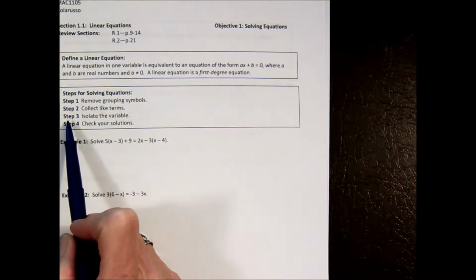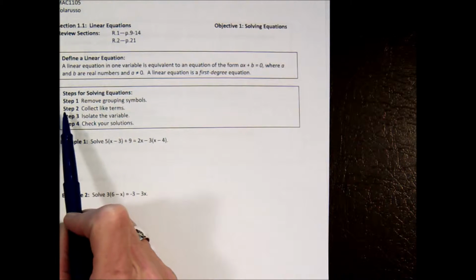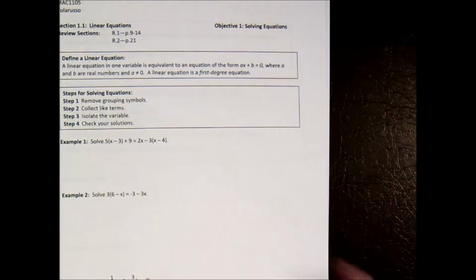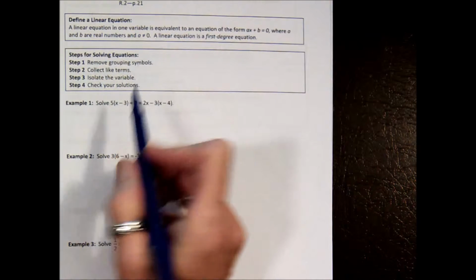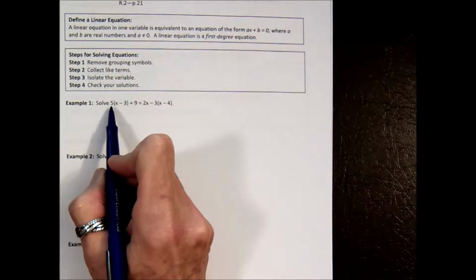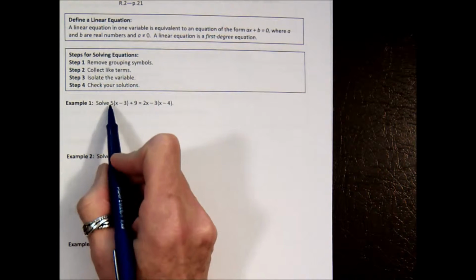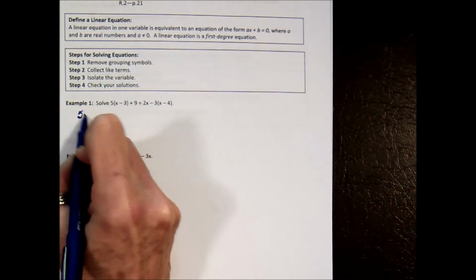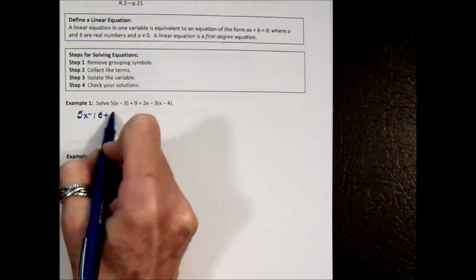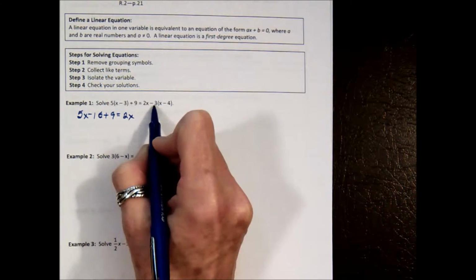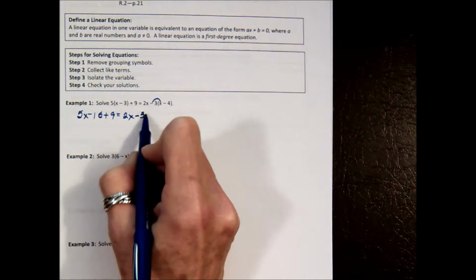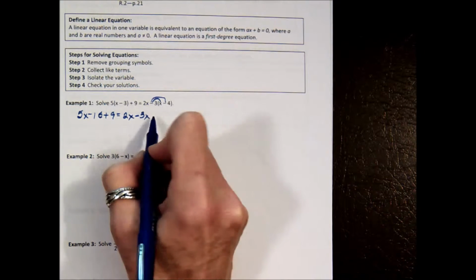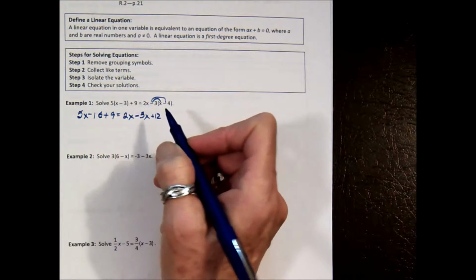So you'll see in this box the steps for solving equations, and we will go through these steps as I do a couple of examples, this all being review. So the first one, our first step, it says remove the grouping symbols, meaning distribute. So we have 5x minus 15 plus 9 equals 2x. Now do not write that negative sign. What is being distributed is a negative 3. So negative 3x, now you can write it, and negative 3 times negative 4 is positive 12.